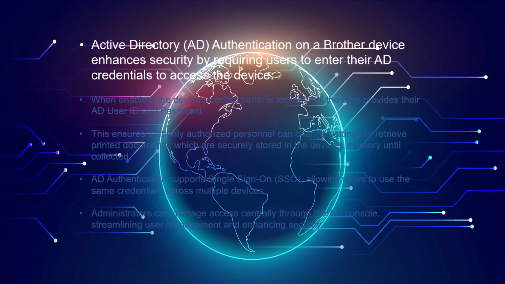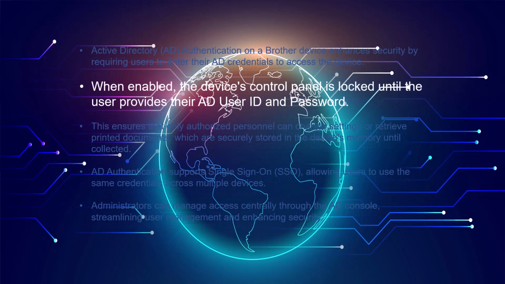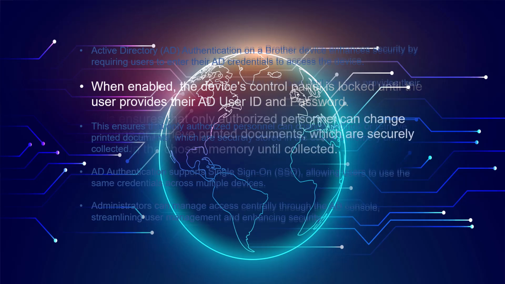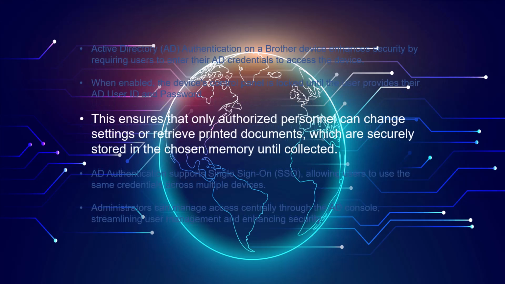Active Directory authentication on a Brother device enhances security by requiring the users to enter their AD credentials to access the device. When enabled, the device's control panel is locked until the user provides their AD user ID and password. This ensures that only authorised personnel can change settings or retrieve printed documents which are securely stored in the chosen memory until collected.